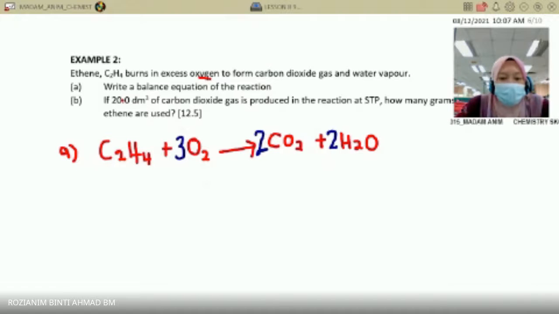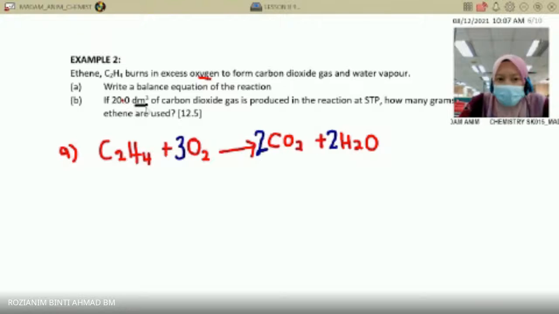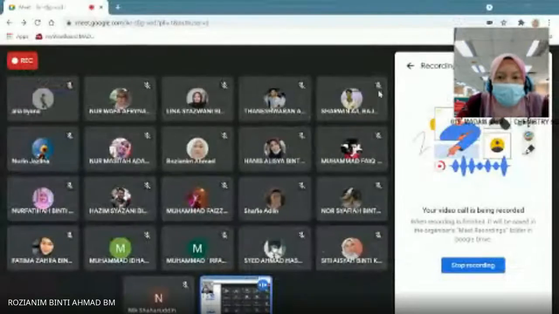Okay, so we try to collect the data. It says here 20 dm cube. Okay, dm cube is equivalent to what unit? Liter. Good, liter. Some students don't see this. Where to find it? Here. I have shown it before.